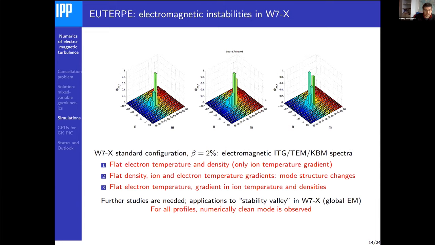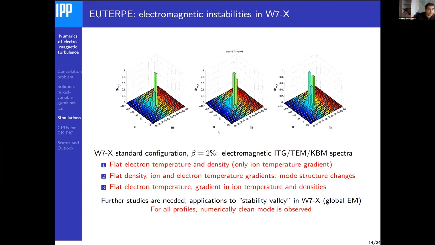We see that the mode structures change, react in a healthy way to different types of profiles. And this kind of study is related, for example, to applications such as stability studies done for W7-X using local simulations. Here we are doing it using global codes. But the message here is that for all profiles, a numerically clean mode is observed, despite the fact that we are fully electromagnetic, include kinetic electrons with realistic mass ratio at beta equal to some percent. And this is linear in this case.